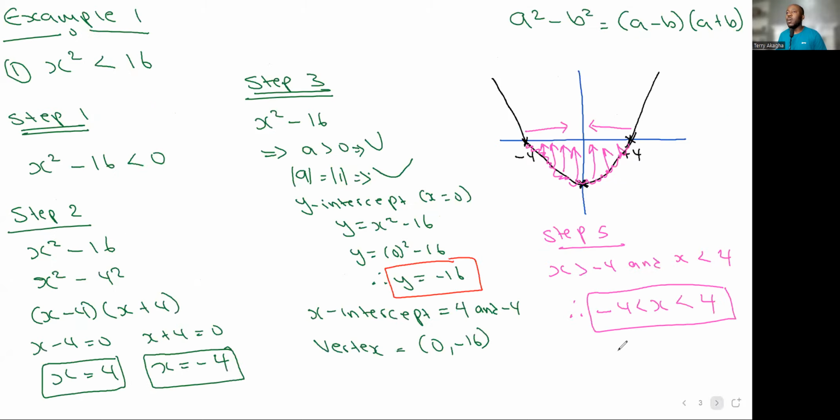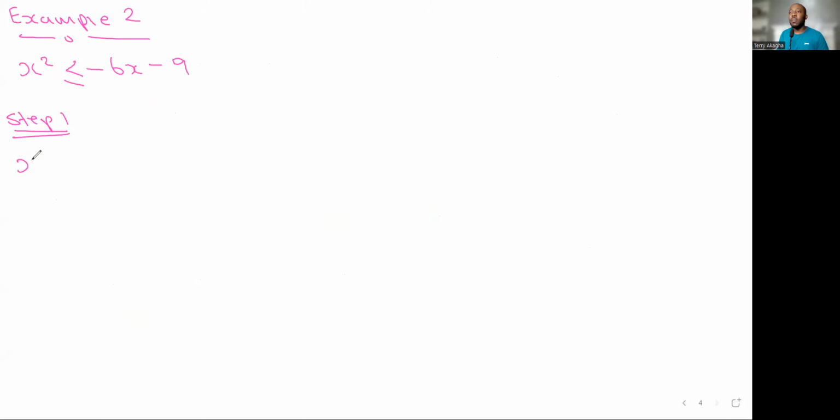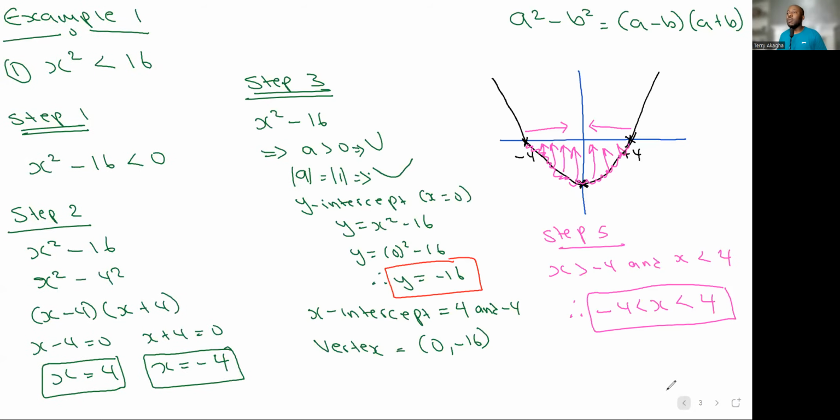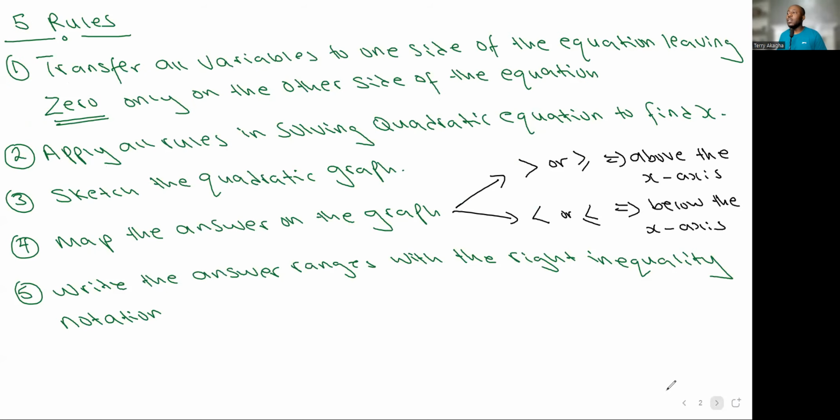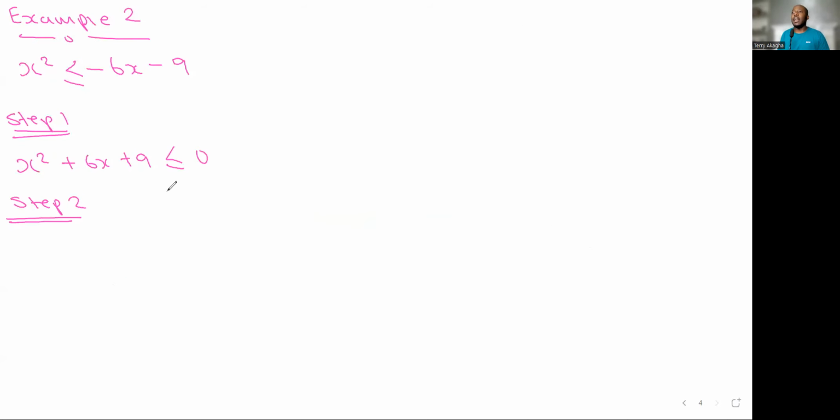So we're going to take this to the other side. It's going to be x squared plus 6x, and taking minus 9 to the other side, it's going to be plus 9, less than or equal to 0. So step 2, I told you that you then have to apply all the rules for solving the quadratic equation. So forget about the inequalities for now. Let's just see if we had x squared plus 6x plus 9.